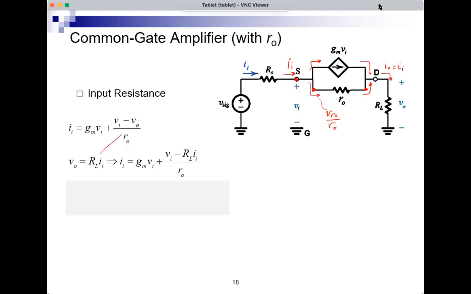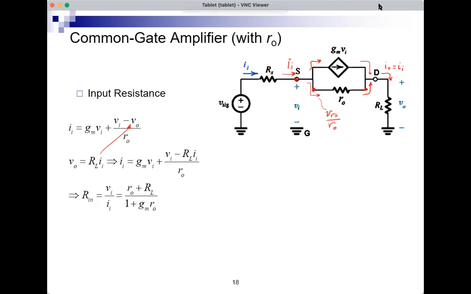I'll take this and put it here. And I get now an expression for the input current, which is II equals GMVI plus VI over RO minus RL over ROII. I take the II to the other side and simplify to get the input resistance in this case, which is RO plus RL over 1 plus GMRO. So this is what happens when RO is considered and not very, very large. This is the expression for the input resistance in this case, and it is interesting in two aspects.